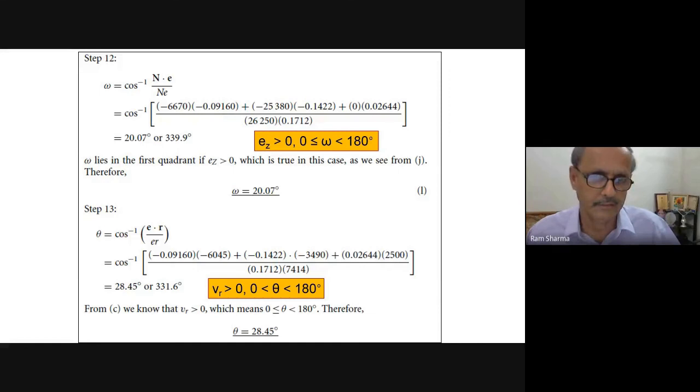And again here, theta is positive, so first or fourth quadrant, and because your radial velocity was greater than 0, it says first or second quadrant. So the common value is the first quadrant.